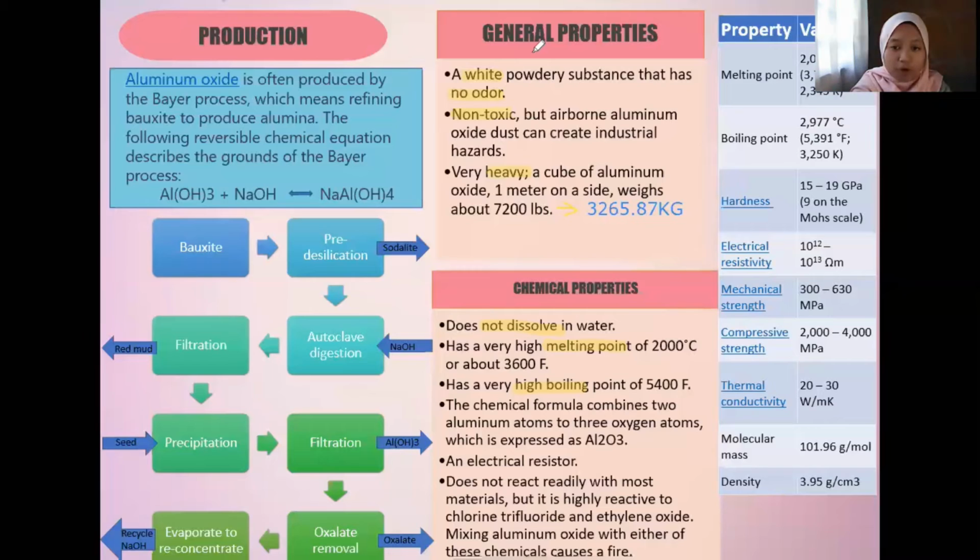The chemical formula combines two aluminium atoms to three oxygen atoms, which is expressed as aluminium oxide, Al2O3. Aluminium oxide does not react readily with most materials, but it is highly reactive to chlorine trifluoride and ethylene oxide. For your information, mixing aluminium oxide with either of these chemicals can cause a fire. So that's all.